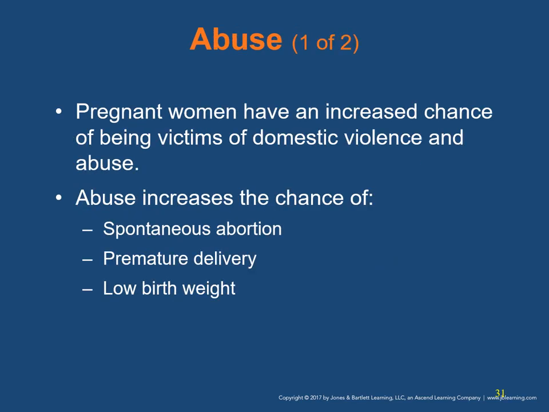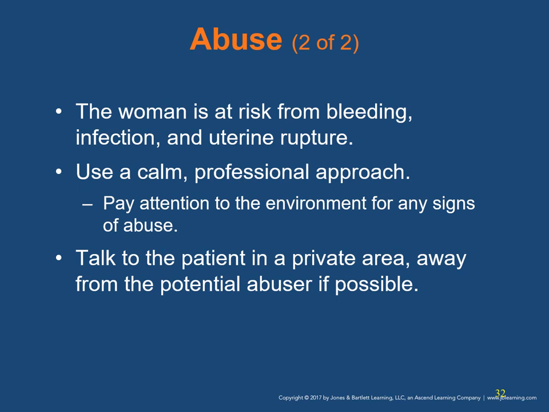Abuse. Pregnant women have an increased chance of being victims of domestic violence and abuse. Abuse during pregnancy increases the chance of spontaneous abortion, premature delivery, and low birth weight. The woman is at risk for bleeding, infection, and uterine rupture. Use a calm, professional approach. Pay attention to the environment for any signs of abuse. Your attention to detail will be helpful in your documentation.